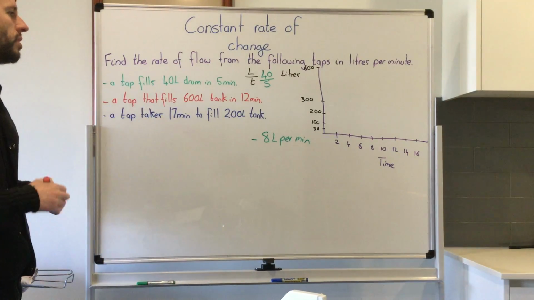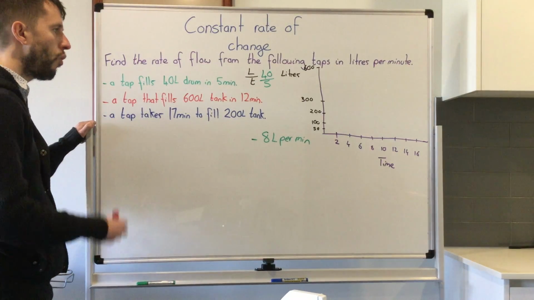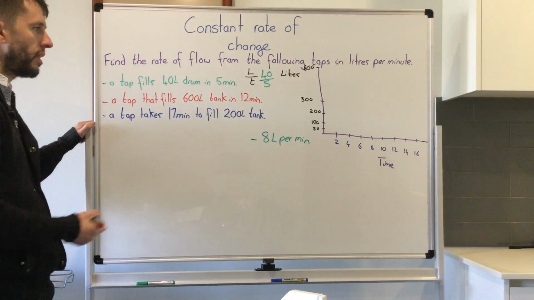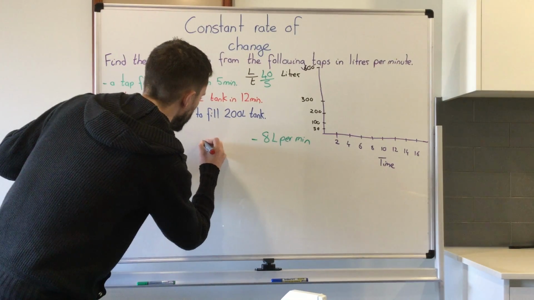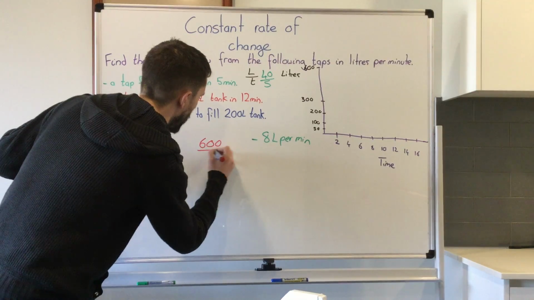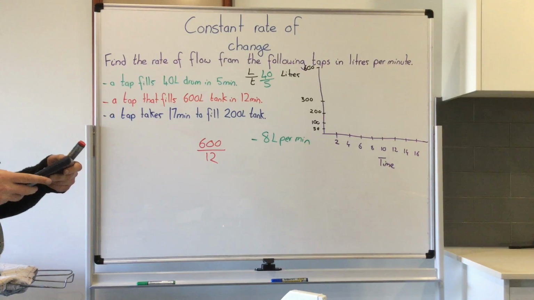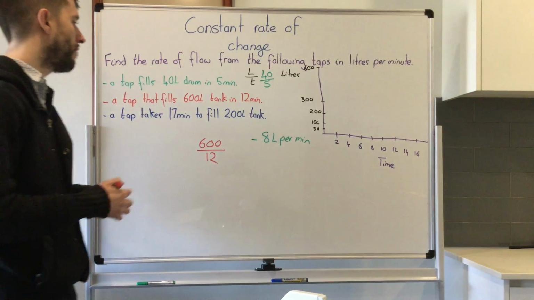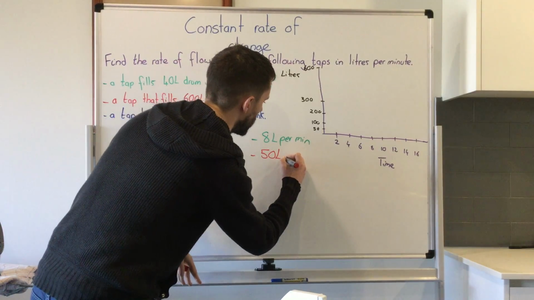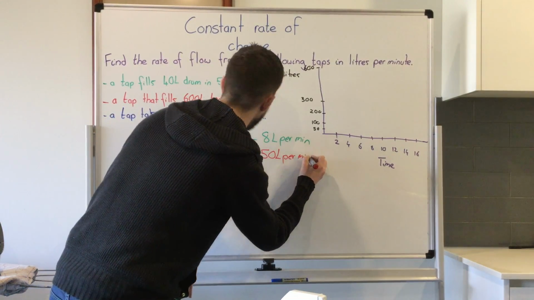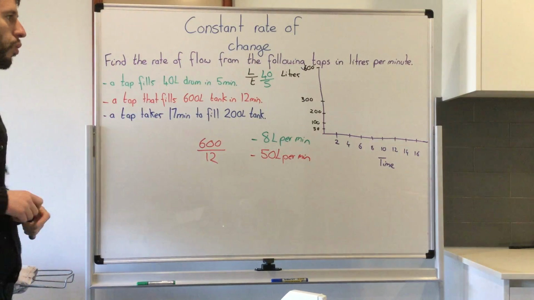A tap that fills 600 litre tank in 12 minutes. All I need to do is litres divided by time to find out per minute. So 600 divided by 12. I'm using calculators, make it easier, equals 50. So that tells me that it's 50 litres per minute that it's doing for the tap that fills 600 litre tank in 12 minutes.